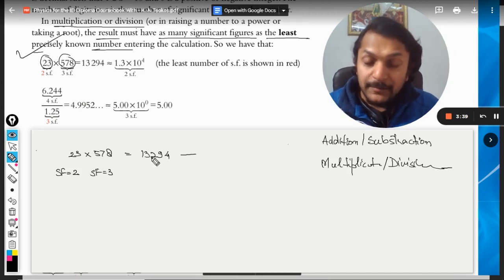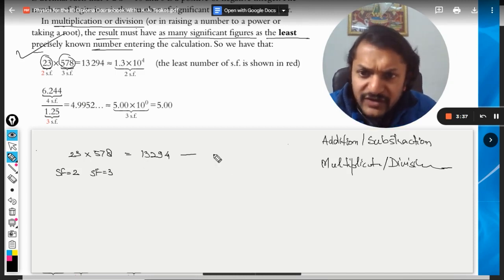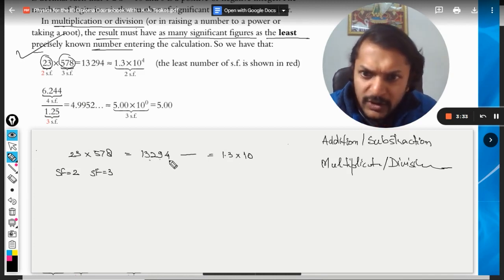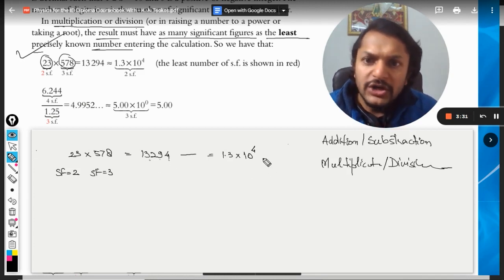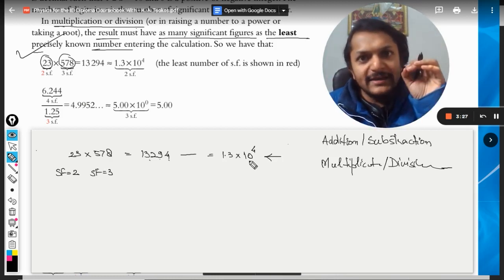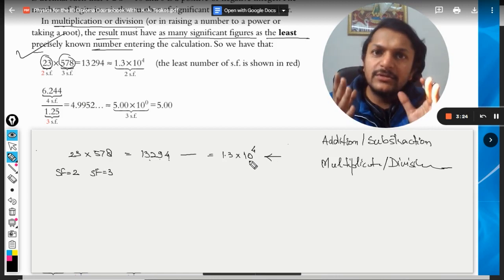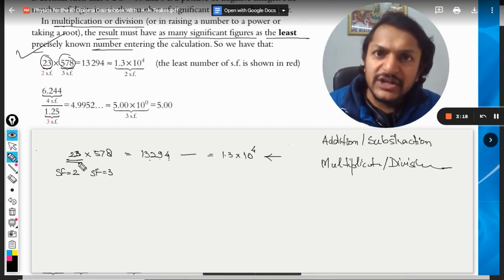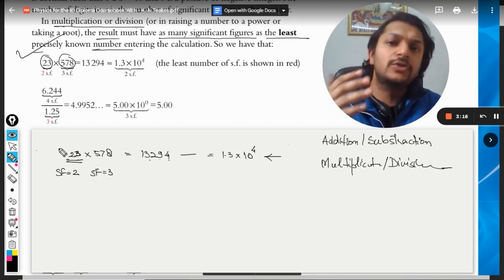How can that be done? I have to give only two significant figures. So it will be 1.3 into 10 raised to power 4. So this is going to be my correct answer. Now, why is this done? What is the importance of this? The importance of this is that you do not know this thing to three significant figures. So you are not sure about it.